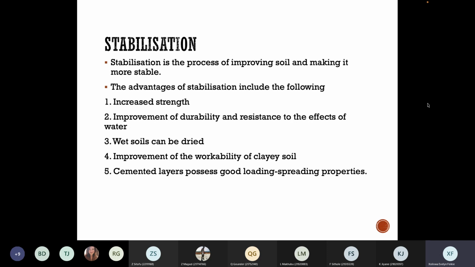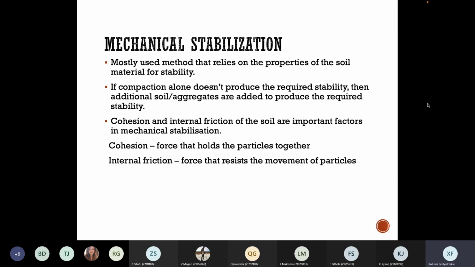How do you make it more stable? There are ways you do that. What are the advantages? The advantages include the following: increased strength, improvement of durability and resistance to the effects of water, wet soils can be dried, improvement of the workability of clay soil, cemented layers possess good load spreading properties, right? So these are the advantages. We said mostly when we talk about it, I will be referring to strength or density. So these are the additional points to note as advantages of stabilization.